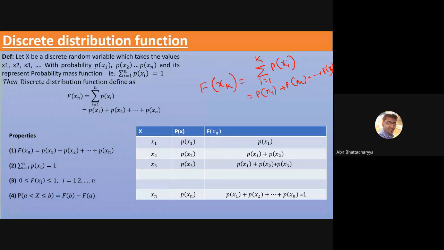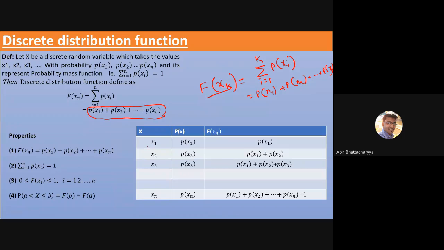All right, that means it will stop up to xk. If I take up to xn, it is always equal to 1. There's no doubt. But once I'm talking about f of xk, or f of x2, f of x5, f of x7, whatever, that we can calculate by the discrete distribution function. The discrete distribution function means the sum of all these probabilities up to some certain level.